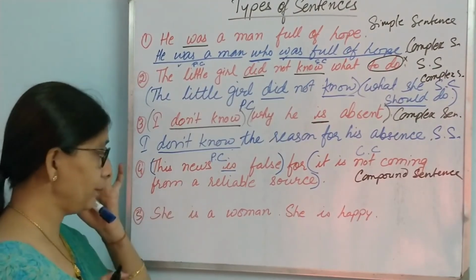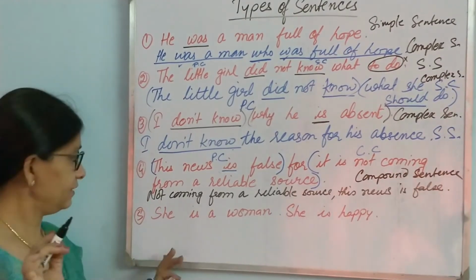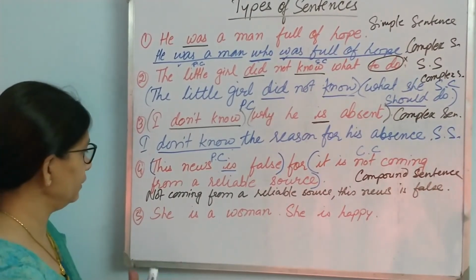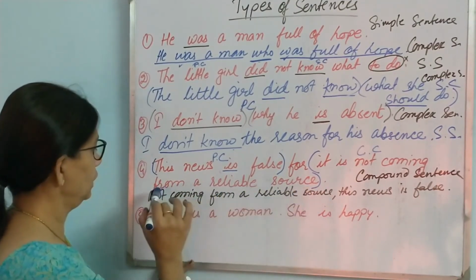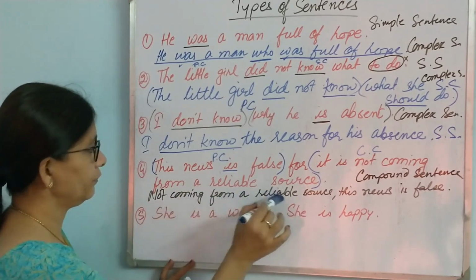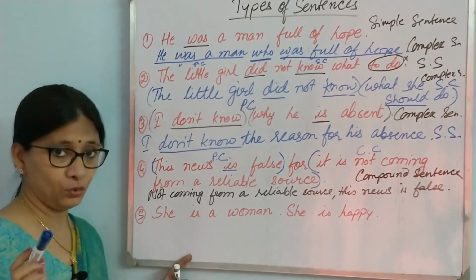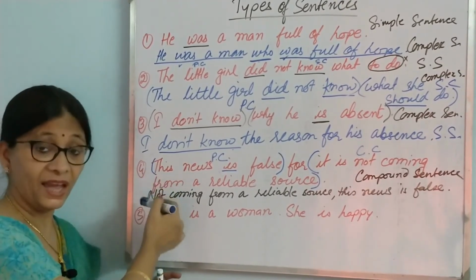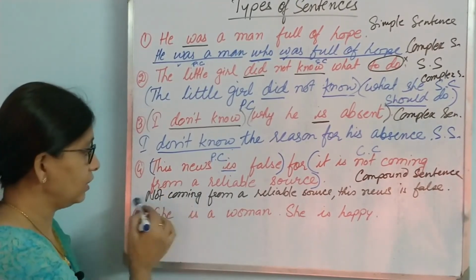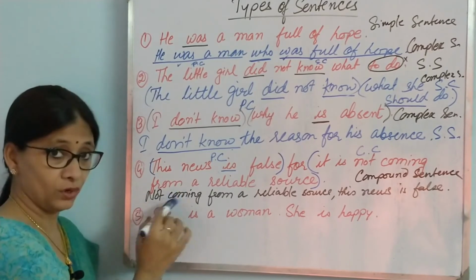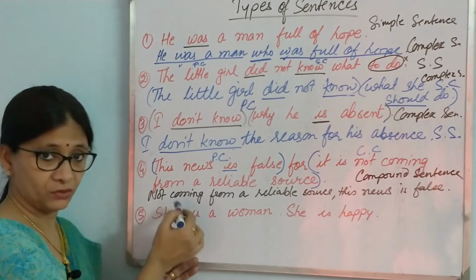Can we change it into simple? This news is false. Or can we change it into complex? If we write like this, let us see if there is a verb here: not coming from a reliable source. Now, students, keep this in mind. Coming is there, but as I told you, there should be a helping verb before this, which clearly is not. There is no helping verb, not coming. So, not coming, ignore not, coming here is the name of an action. It is not an action verb. It is not a verb here.